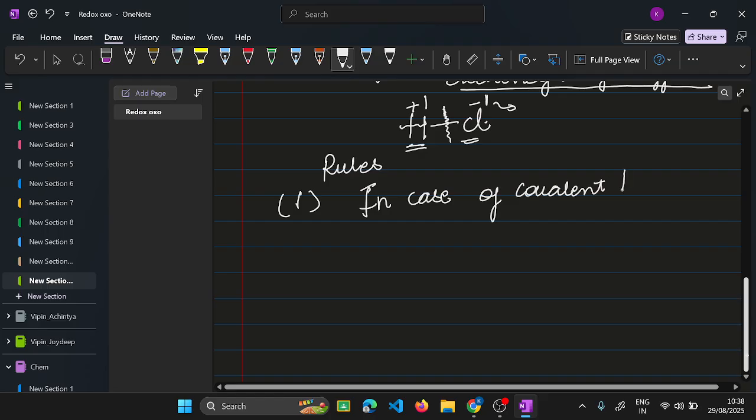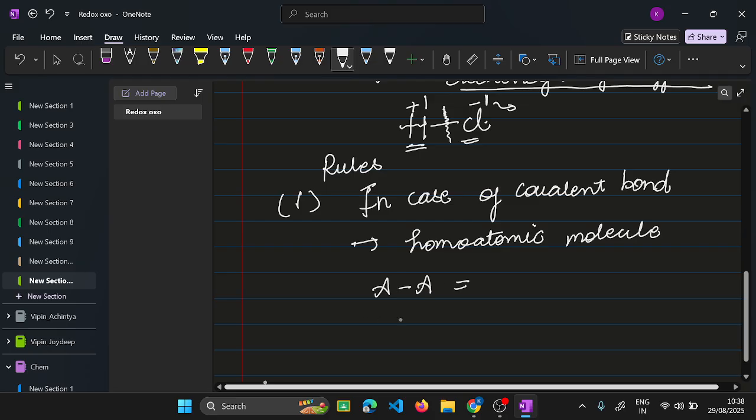Compounds in which electrons are shared, in case of covalent bond. A covalent bond can form between the same atoms or different atoms. First, I am taking homoatomic molecules. What are homoatomic molecules? Those which are made up of the same atoms, right? Suppose AA. Is there any electronegativity difference between both? No. So what will be the charge? Charge will be 0 and 0. If there is no electronegativity difference, then there will be no charge.